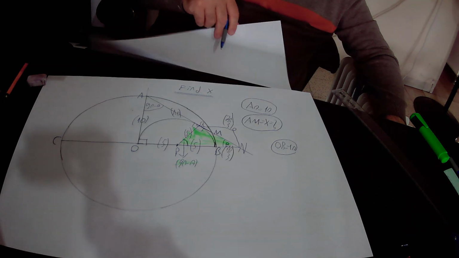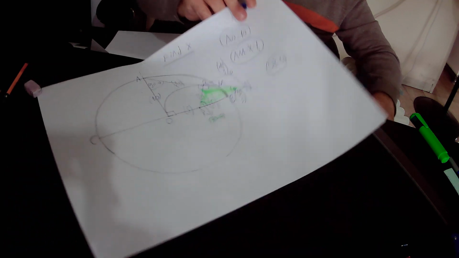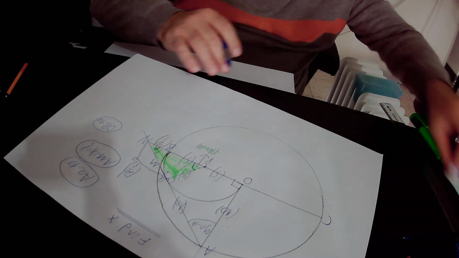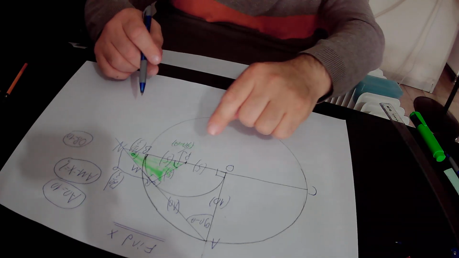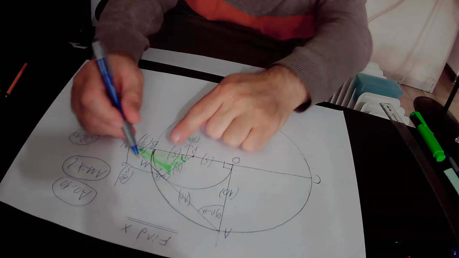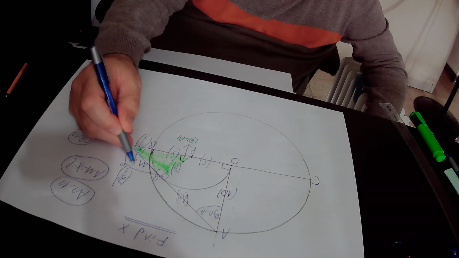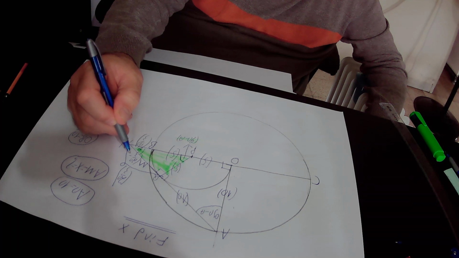So write it down. The length of this line segment MN equals 20 over 3 minus QM.